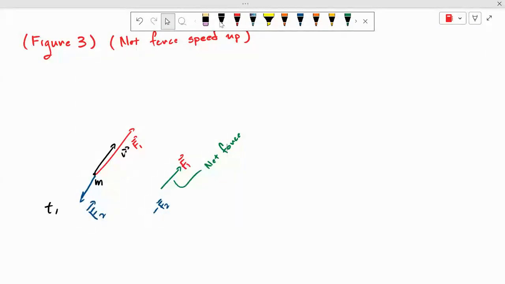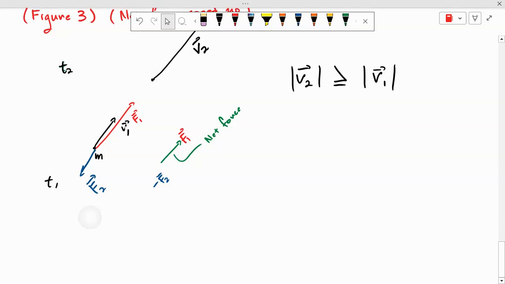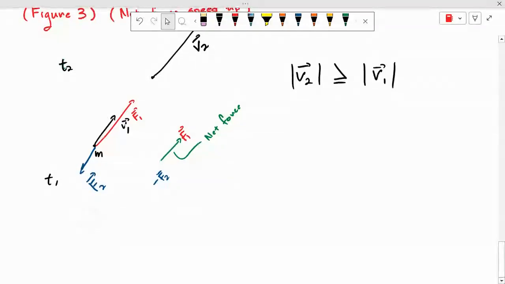So at a later point in time, t2, the velocity in the initial direction will be bigger. So v2 will be greater than v1. But having a net force can also slow you down.